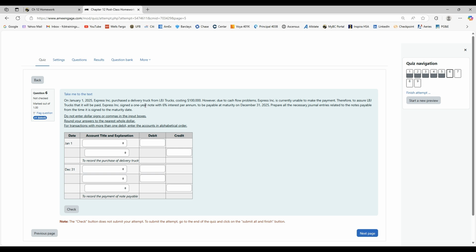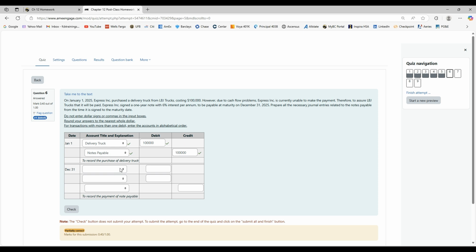But let's see. Okay. So this one says that we purchased a truck, cost $100,000. So we had to do a note for it, and we need to do all the journal entries. So we're getting a truck, right? Yeah, truck, and we incurred a note payable for it. I think that's the account they want us to use. And so we're purchasing the truck, not with cash, but with debt, basically, right? So now we owe $100,000, and that was on January 1st.